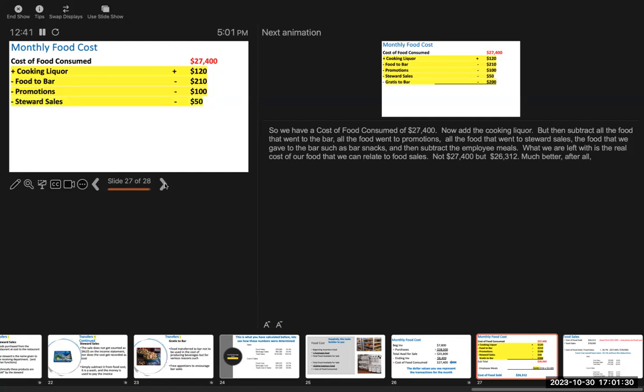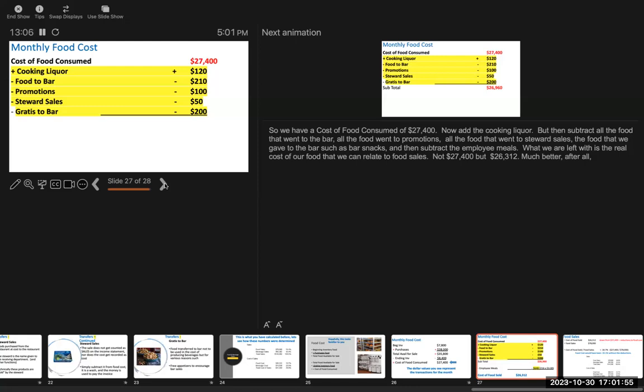Then a friend asked for $50 worth of product. We use Stewart sales to account for the product, getting the product. It was a wash. We didn't record our sales. We didn't record the cost. Gratis to bar. So we're transferring $200 worth of food to the bar for the gratis products that people at the bar can eat for free.